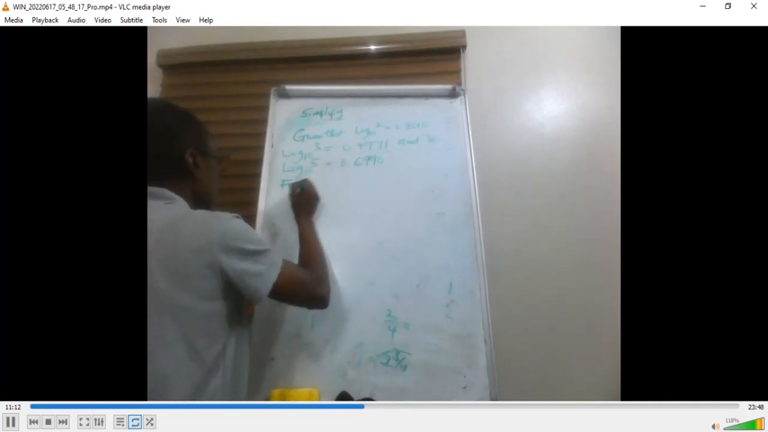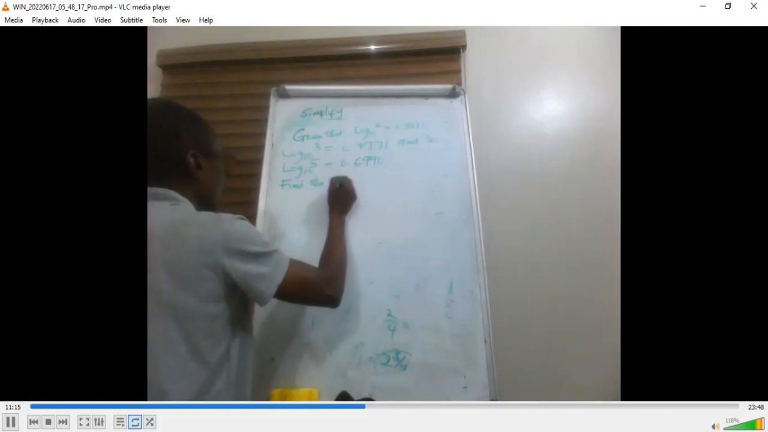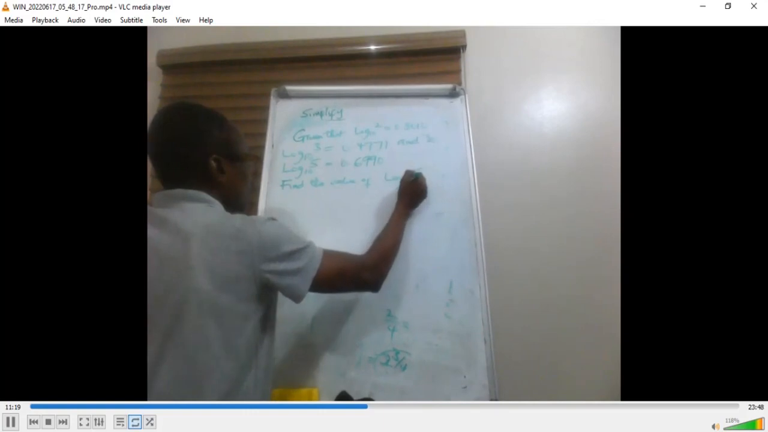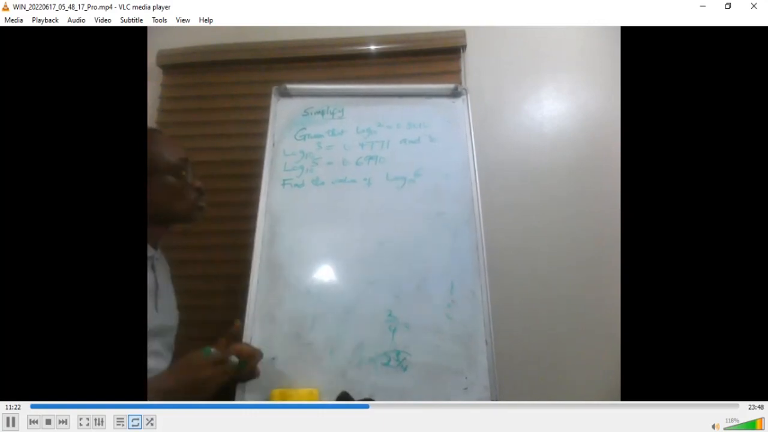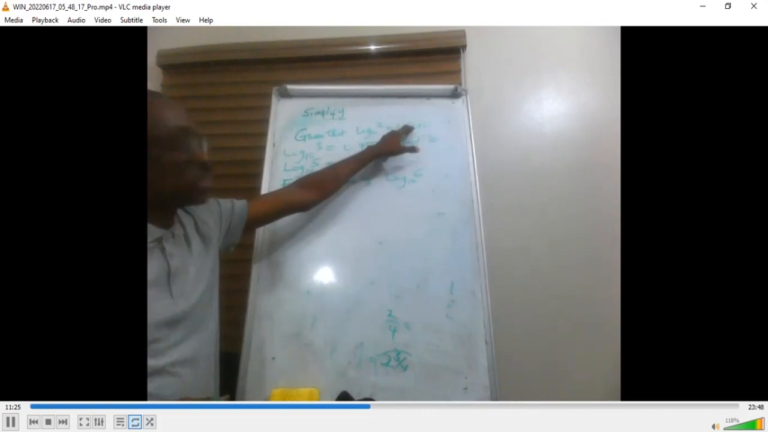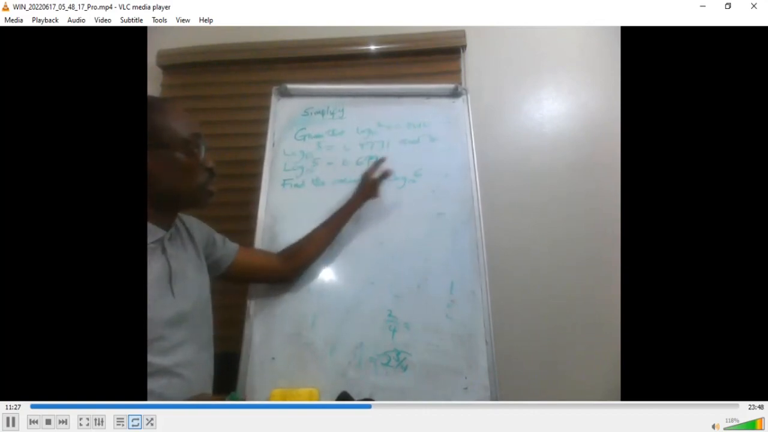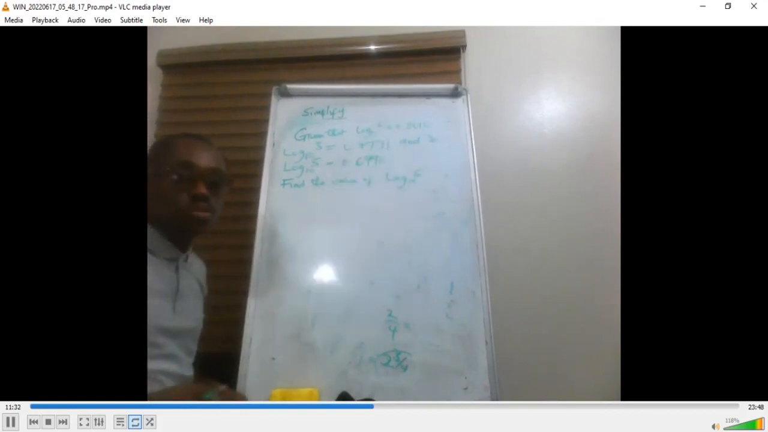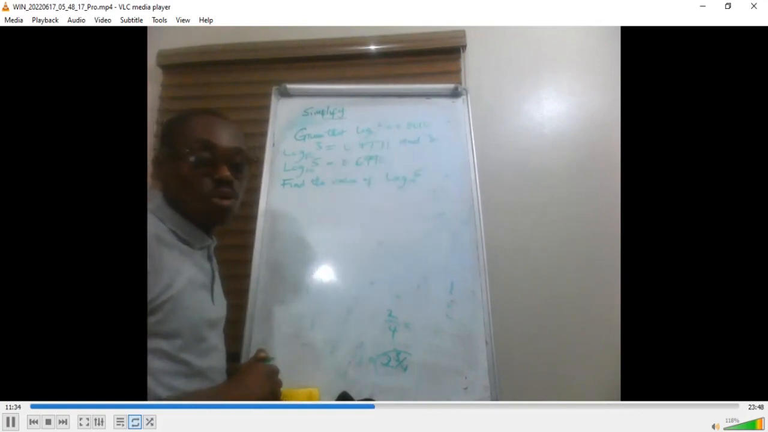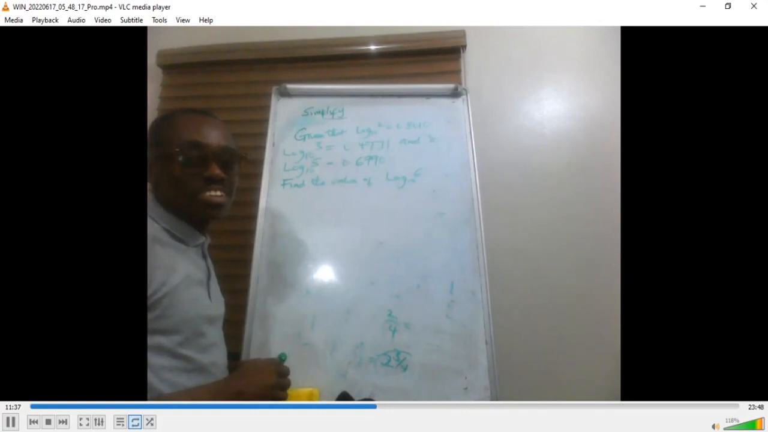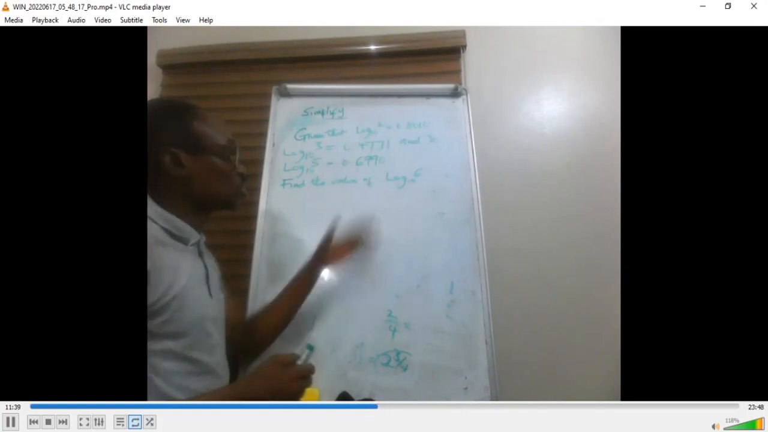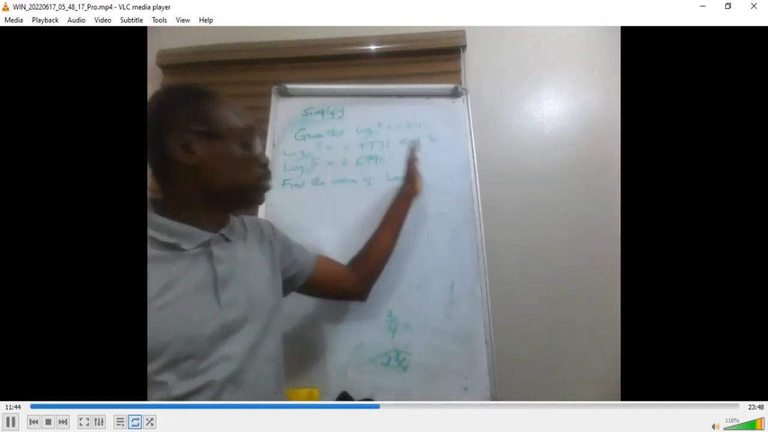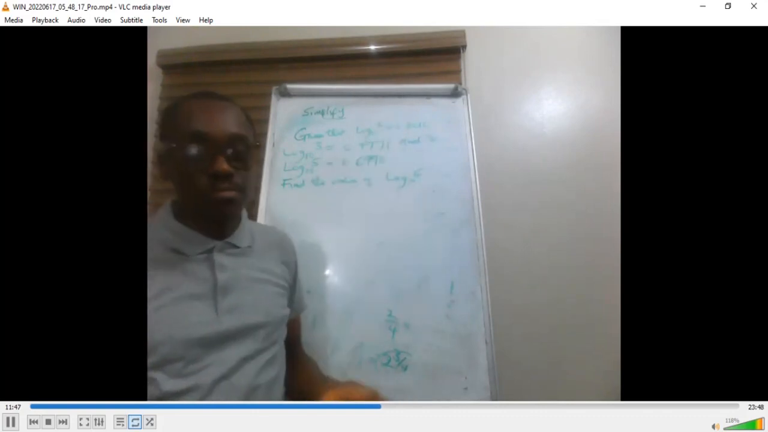Find the value of log 6 base 10. So, given log 2 to be this, given log 3 to be this, given log 5 to be this, find the value of log 6 base 10. So, how do we solve this? Without tables, without calculator. So, we are expected to show you working. So, we're going to make use of the concept. We will try to break this 6 down in terms of 2, 3, and 5.